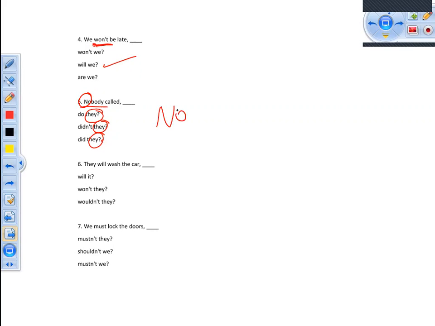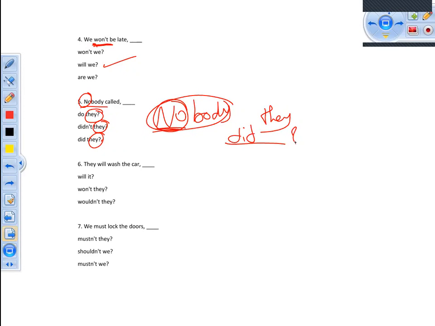If you have nobody, it means negative form. When we change nobody into they, when it's negative with no, we change it into affirmative. Did they? Nobody is a negative sentence with no, so we change it into affirmative. We didn't find not in this sentence, but nobody means negative. Nobody called means they didn't call. So the correct answer is did they.